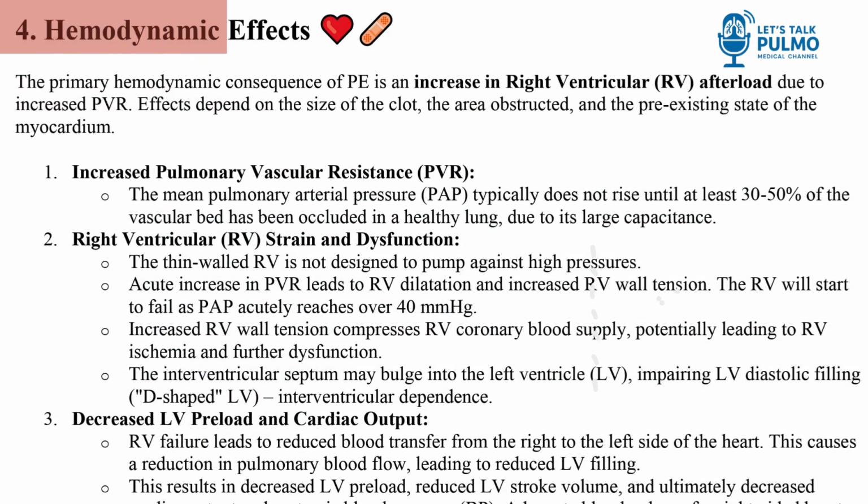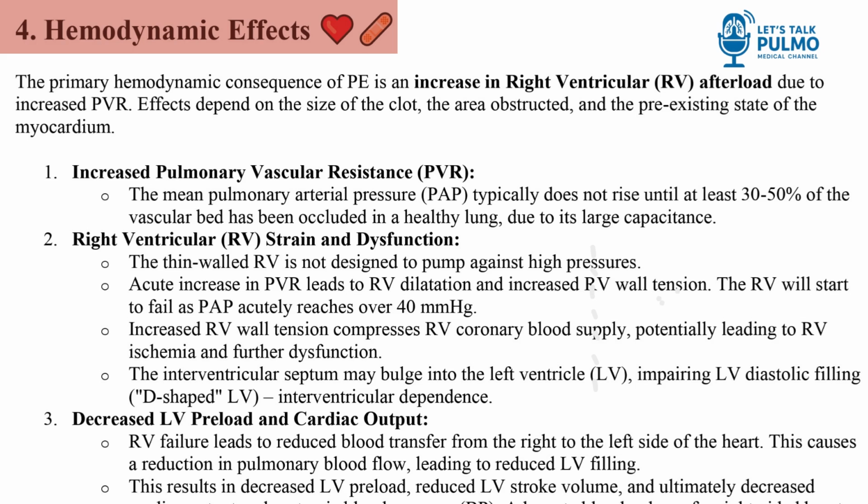Let's shift focus now more to the heart and the circulation, the hemodynamic consequences you mentioned earlier. How does PE affect them? Okay. The absolute primary hemodynamic effect of a PE is a sudden increase in the workload of the right ventricle. We call this increased right ventricular afterload.